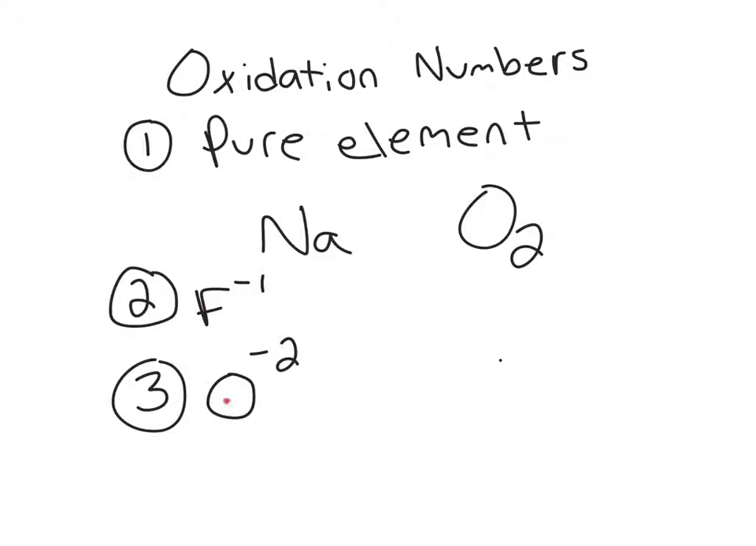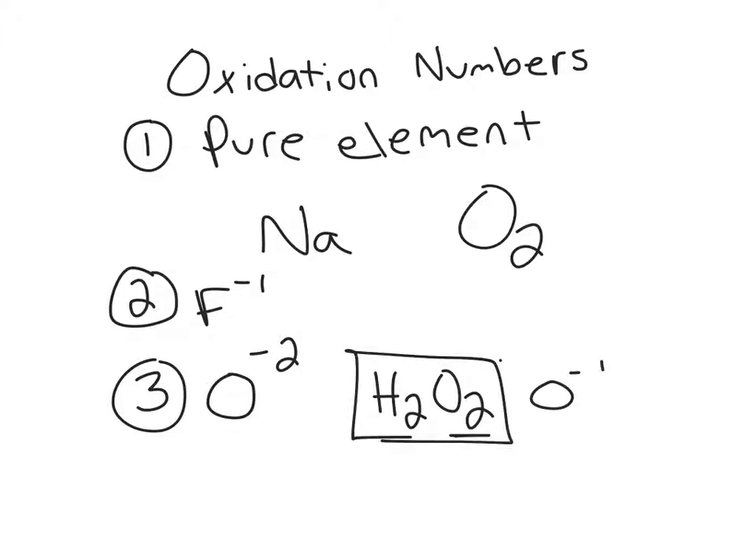And then also watch out for peroxides. If oxygen is in a peroxide, like H2O2, oxygen will be -1. But that's really uncommon. Hydrogen peroxide is probably the only peroxide you guys are going to experience. So oxygen, 90% of the time, is -2, unless it's with fluorine, then you need to find it.